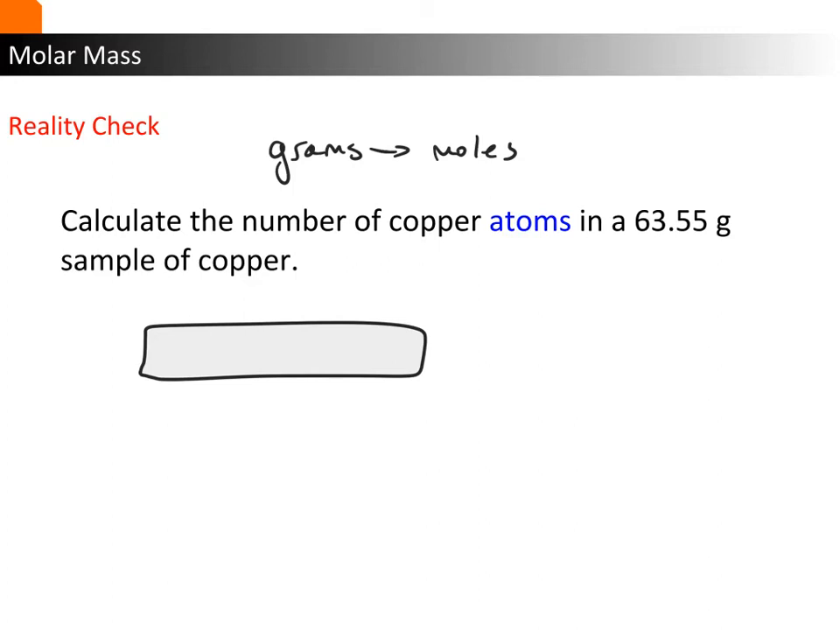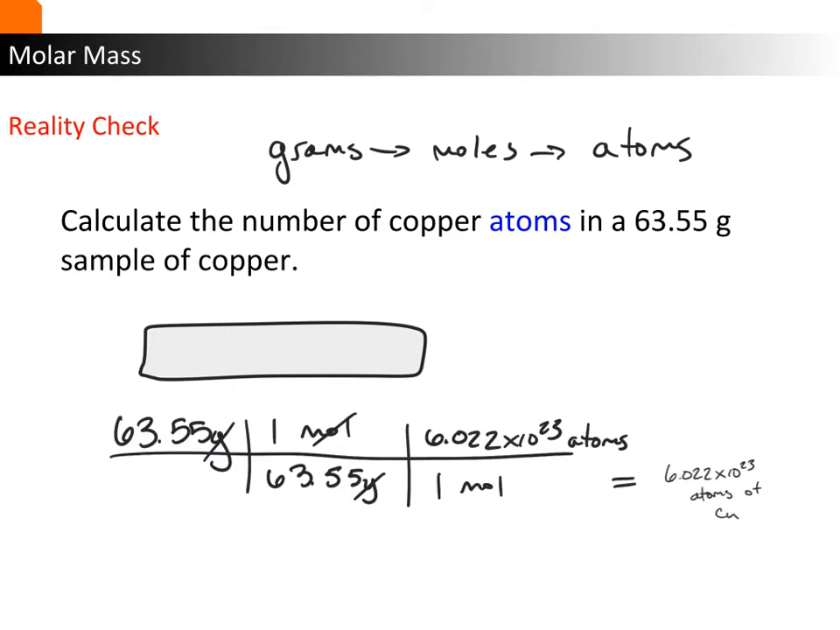My first move is to go from grams to moles, and then I can move from moles to atoms. So to go from grams to moles, I use molar mass, and to go from moles to atoms, I use Avogadro's number. I just need to set up the work, calculate, and round to the right number of significant figures. So I set up the problem like this. I first start with the number I'm given, and I divide by the molar mass by setting up grams on the bottom, moles on the top. The molar mass of copper is 63.55. Then I multiply by Avogadro's number, and I get 6.022 times 10 to the 23rd atoms of Cu.